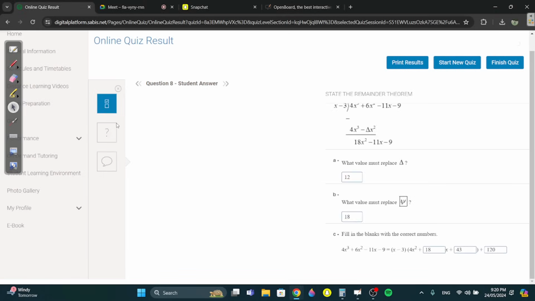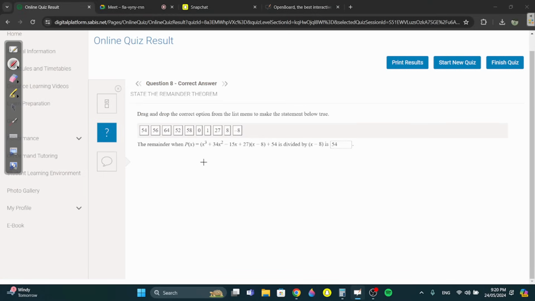Question 8. Okay, what is the remainder when it's divided? Okay, p of x, they gave it to you factored, and they put a plus at the end. They divide by x minus 8. What's the remainder? It's obviously 54. Okay, please don't expand and then do this. It's given to you. Okay? The remainder is written for you. So just put 54.